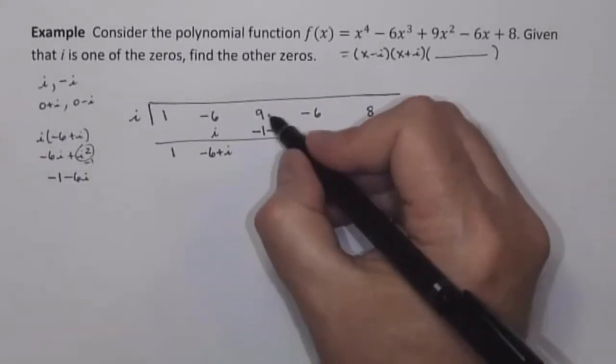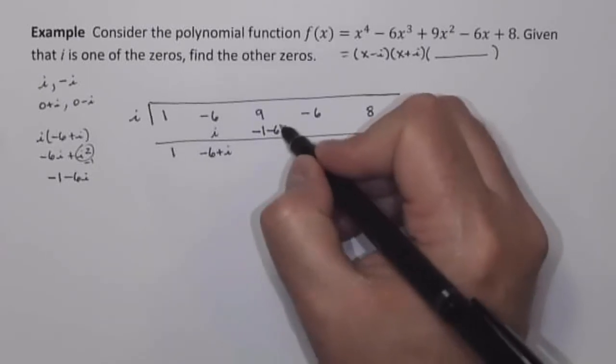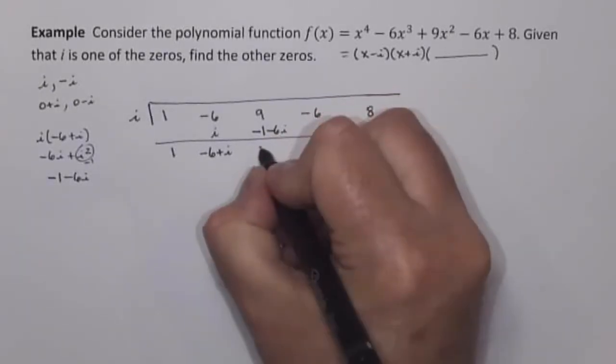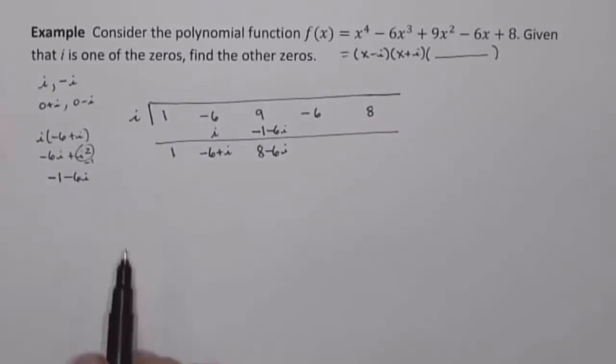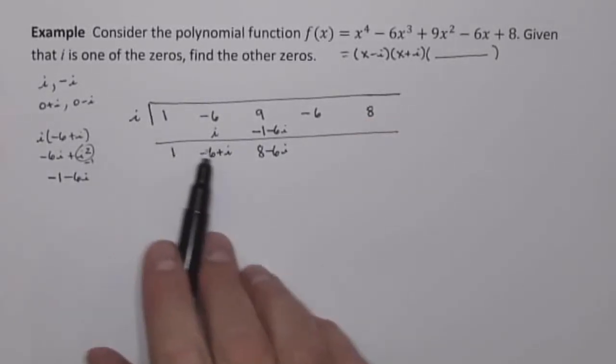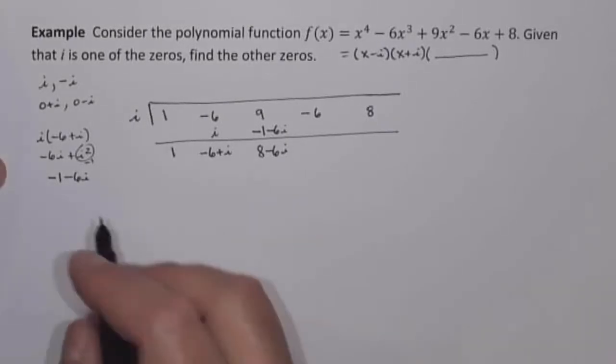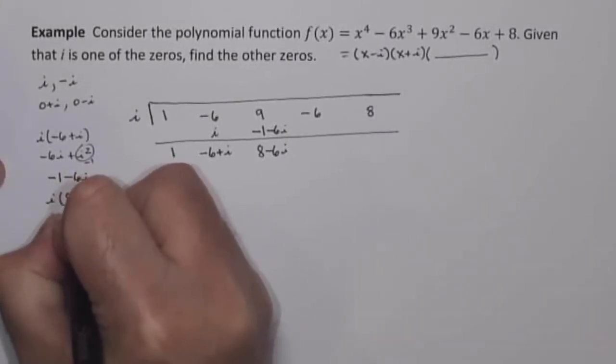Now add 9 plus negative 1 minus 6i. Well, 9 plus negative 1 is 8, and we're going to still have the minus 6i. Multiply back. i times 8 minus 6i. So I'm going to do that on the side here again.